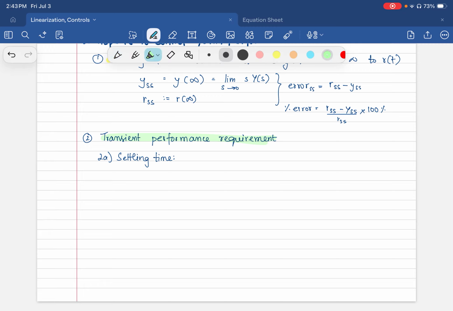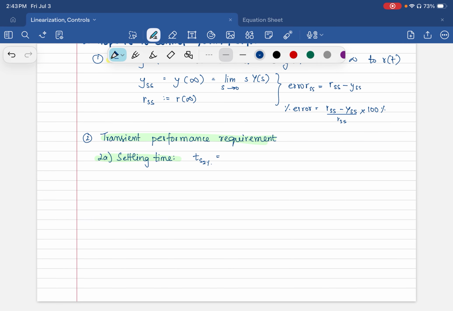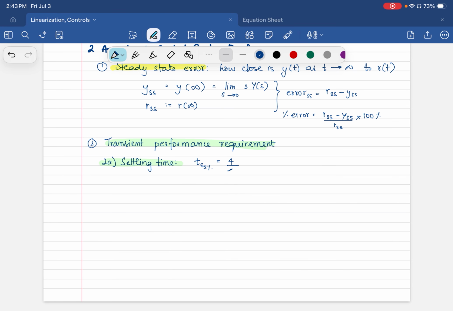You've seen this word before. It's essentially the settling time for 2%, which is basically when that exponential decay has finished 98% of the decay. This is going to be equal to 4 over zeta omega n if it is second order. What is it for first order? 4 over 1 by tau, or 4 tau for first order, right?